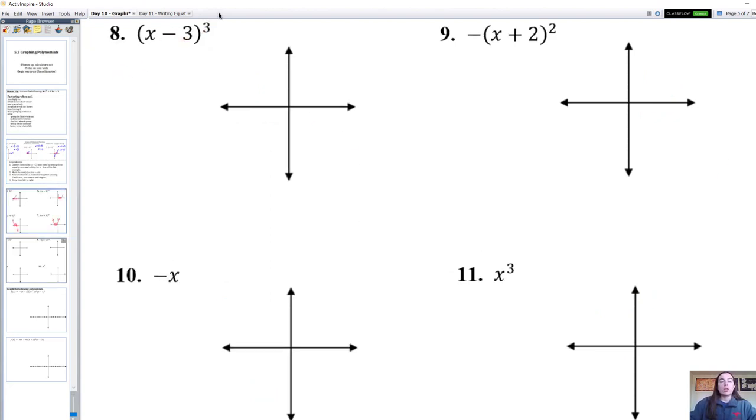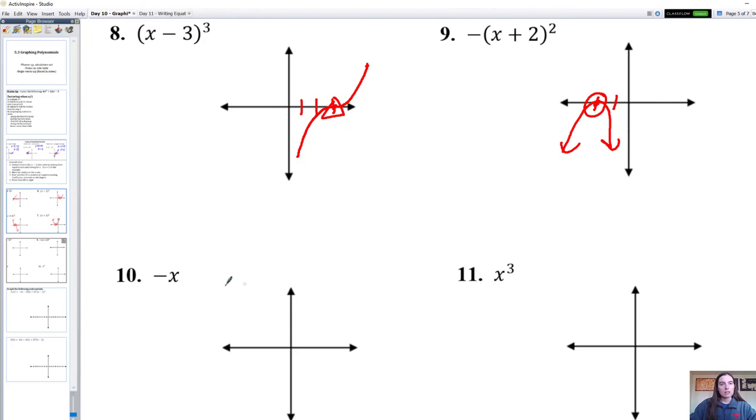Here we have x minus 3 cubed, so at the root 3, I'm going to put that triangle. This means we're getting close to it, flattening out, and then going to keep going up. We have negative x plus 2 squared. So at negative 2, I'm going to circle it. That means I'm going to bounce off of that point.